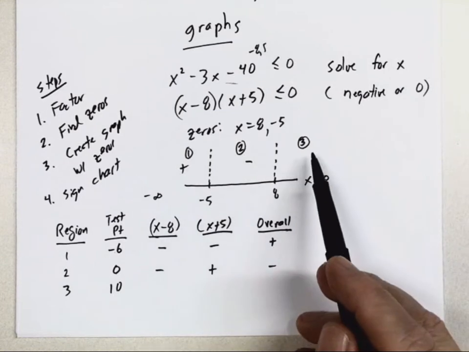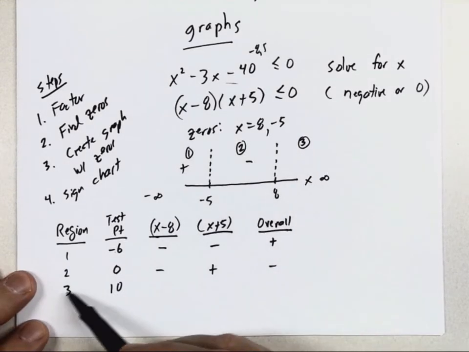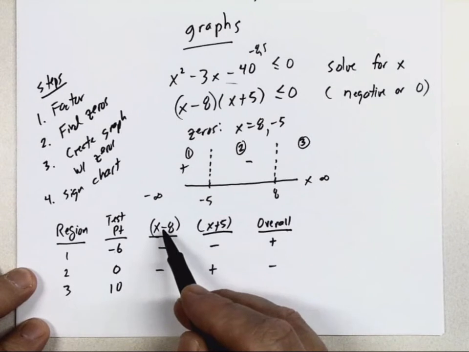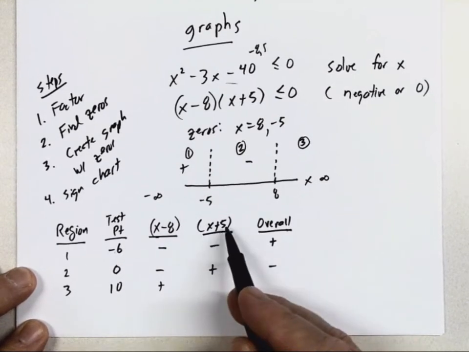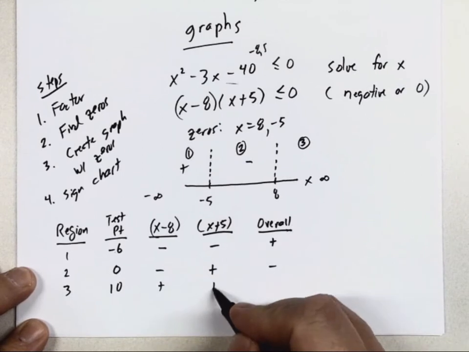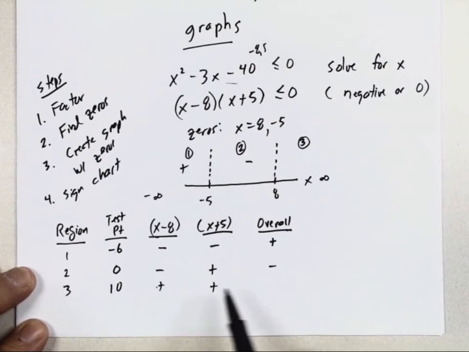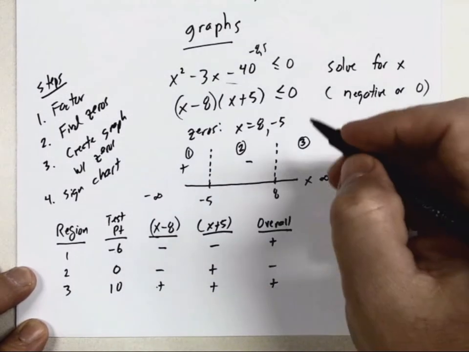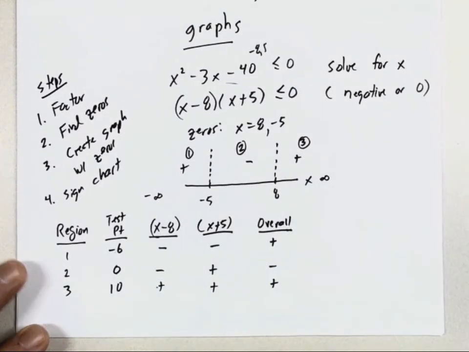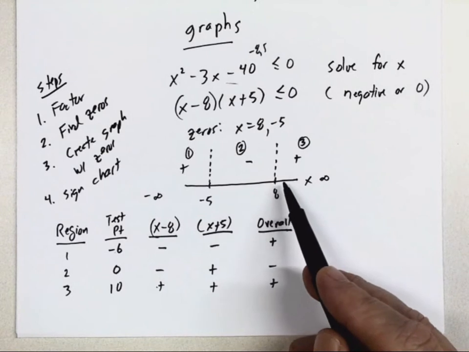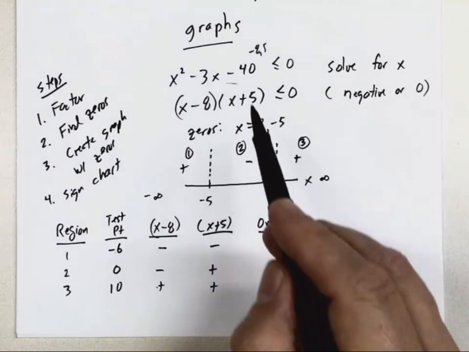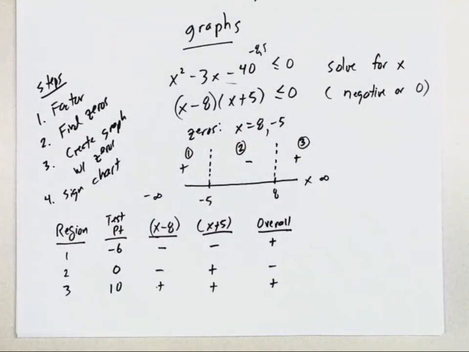And finally, region 3, my last region, my test point's 10. I plug 10 into here. 10 minus 8 is 2, so that's positive. 10 plus 5 is 15, that's positive. You multiply two positives, you get a positive. Region 3 is a positive region, which means any value of x greater than 8, if I plug it in here, this expression is going to be positive.